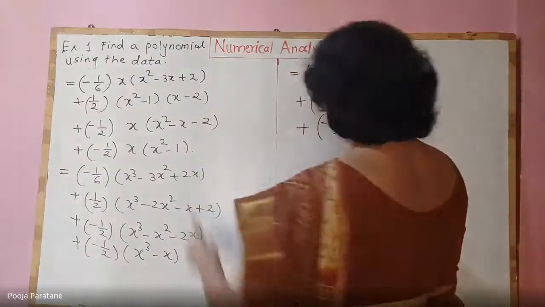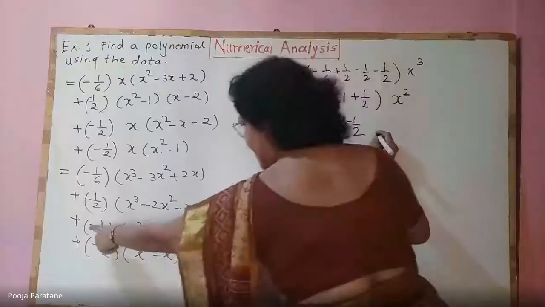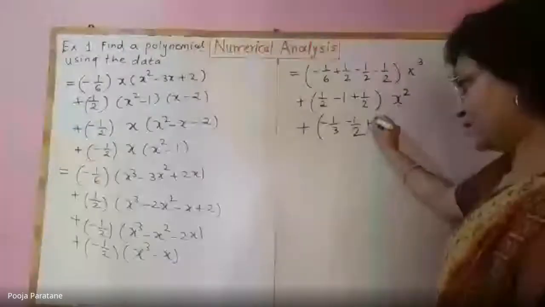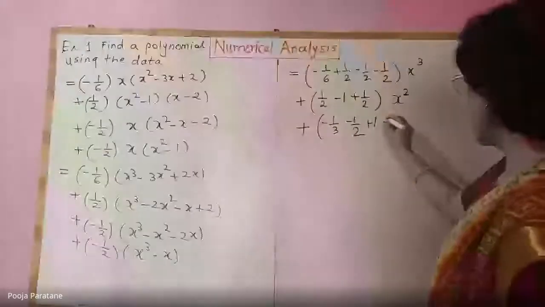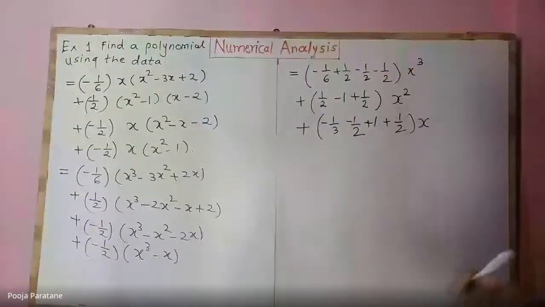Then here it is minus 1 upon 2. Here it is minus minus plus. And you will get it here, 2 will get cancelled. Here it is plus 1. And the last term here you will get plus 1 upon 2. This is how we are collecting the coefficient of x.